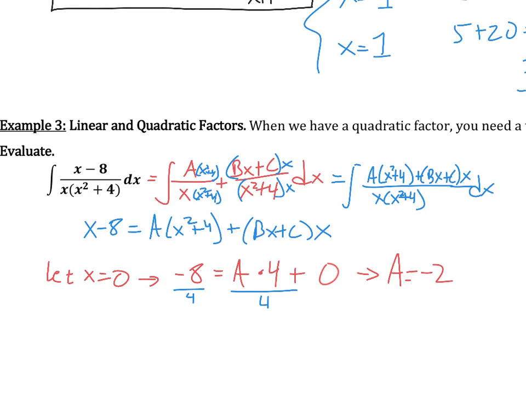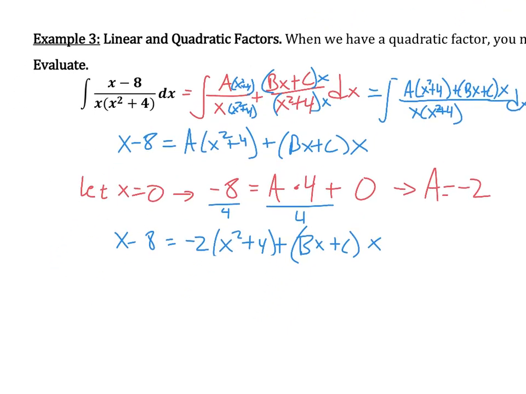So we have x minus 8 equals negative 2 times x squared plus 4 plus bx plus c times x. All right. And well, we got a challenge here with b and x. So what we're going to have to do is we're going to end up with a system of equations here. So pick some nice numbers.